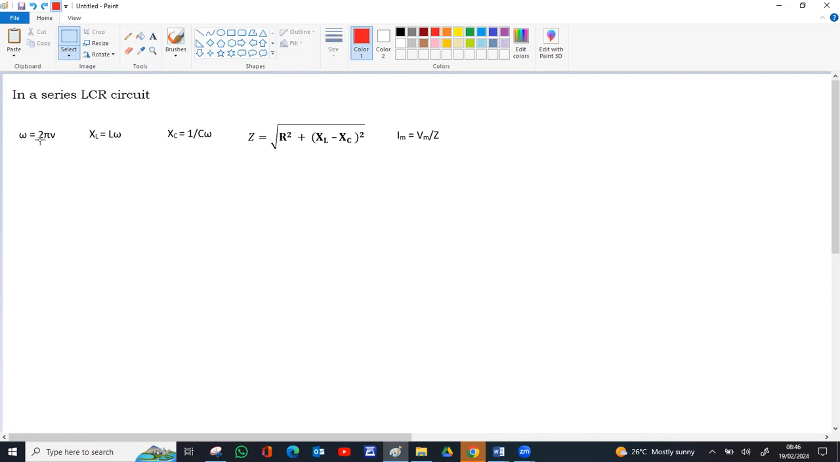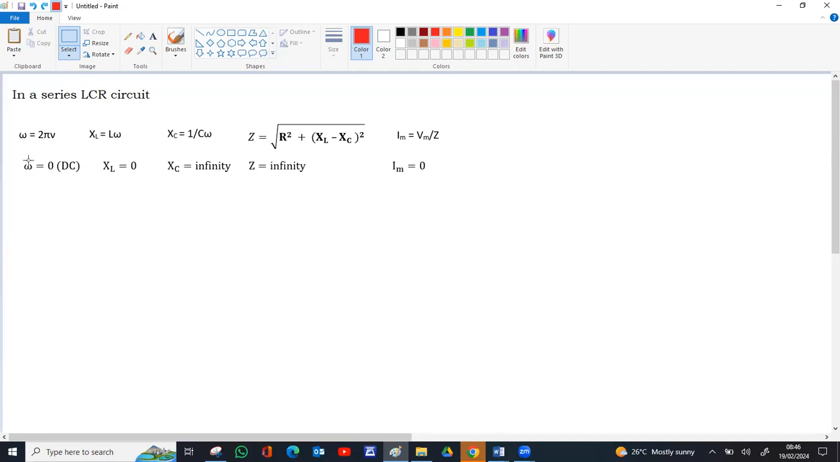Now imagine the first case when omega is 0, frequency 0. Frequency 0 means that's a DC source. So omega 0, XL will be directly 0. XC will be 1 by 0, which is infinity. If out of R, XL and XC, one term is infinity, whatever the addition, subtraction, product comes, the whole term will be infinity. The total opposition will be infinity. Since opposition is infinity, current will be 0 in the circuit. Means in a series LCR circuit, when frequency is 0, it's connected to DC source, no current flows through the circuit. That's given by these values: XL 0, XC infinity, so impedance also infinity, current will be 0.